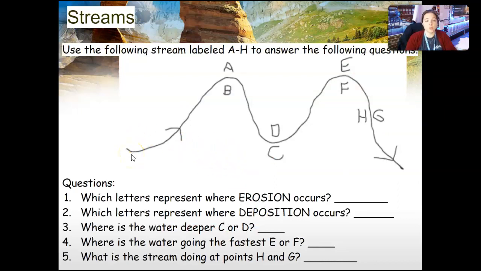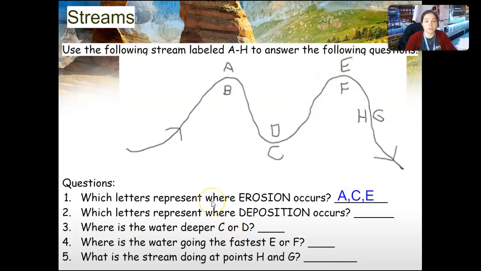So we're going to use the following stream labeled A through H to answer the questions. You've got A, B, C, D, E, F, H, and G. Which letters represent where erosion occurs? Remember, this is going to be the outside curve where it goes the fastest. So let's look at the arrow. The arrow is pointing up, so A is going to be one. Then let's go down. It points down to C. So it's A, C, and E.